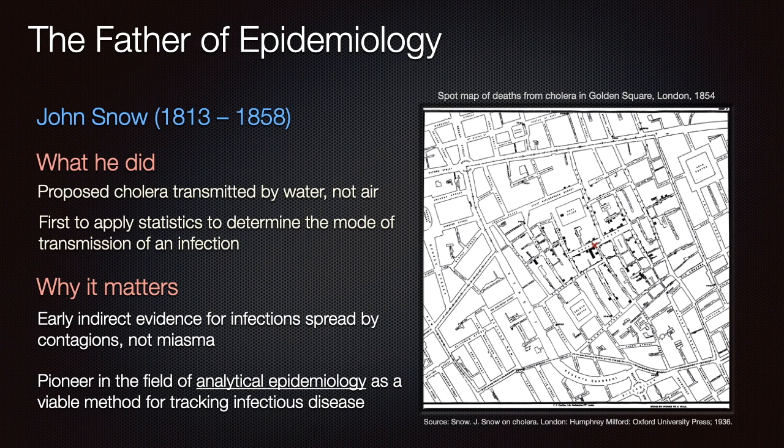After the second outbreak in 1854, Snow updated his paper with a statistical analysis of cholera deaths around Broad Street in the Soho district of London. In this slide, we see the famous spot map that shows deaths from cholera in the Golden Square area of London in 1854. The Broad Street pump that I mentioned a slide or two ago is shown with a red X on the map.